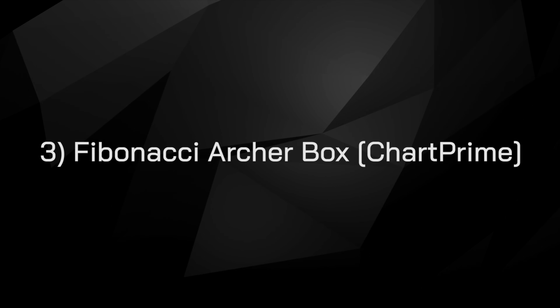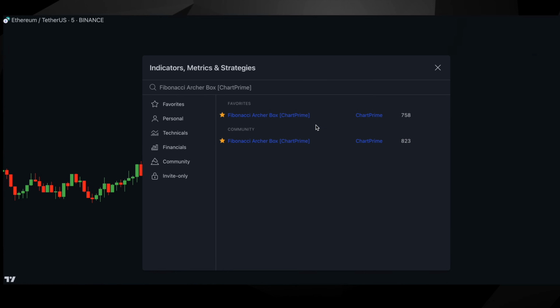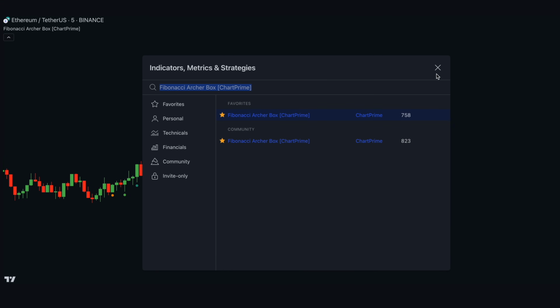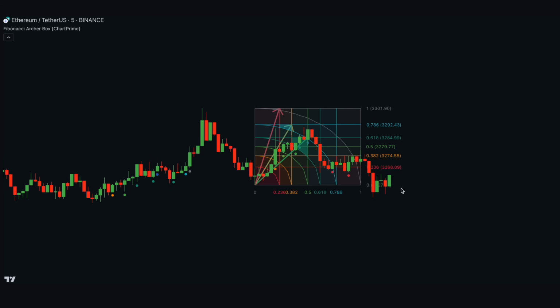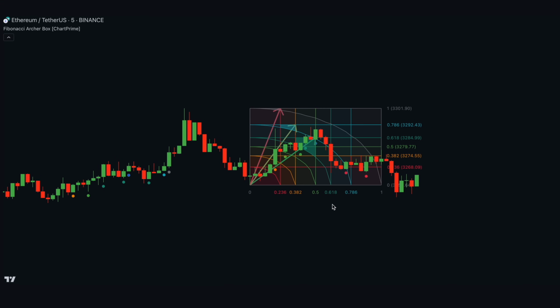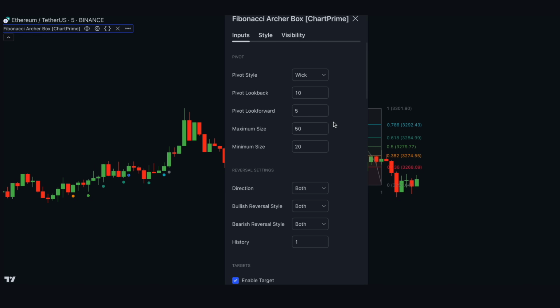On the third place, we have a very fascinating indicator called the Fibonacci Archer Box by Chart Prime. Fibonacci Archer Box is a full-featured Fibonacci box indicator that automatically plots based on pivot points. This indicator shows retracement levels, timelines, fan lines, and angles. Each one of these features is fully customizable with the ability to disable individual features.